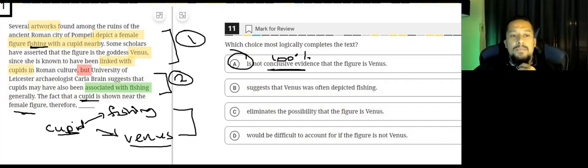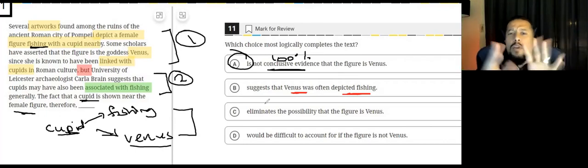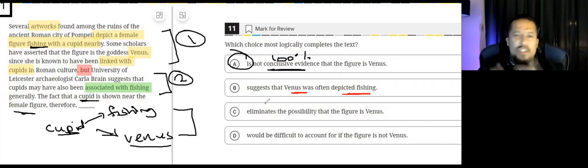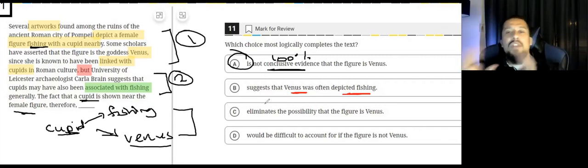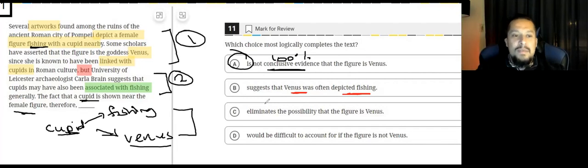Look at answer B. Suggested Venus was often depicted fishing. But the focus of the text is about Cupid. It's actually not about fishing. The focus of the text is Cupid and how Cupid, around a female figure, can represent Venus or can also represent fishing. The figure was a female who was fishing. So we wouldn't know whether this female figure is Venus because of Cupid, or this female figure is just fishing because of Cupid.